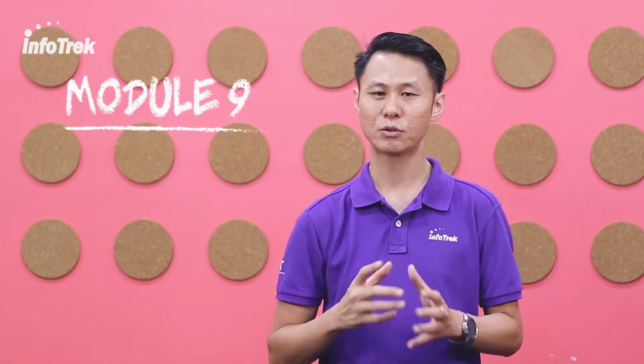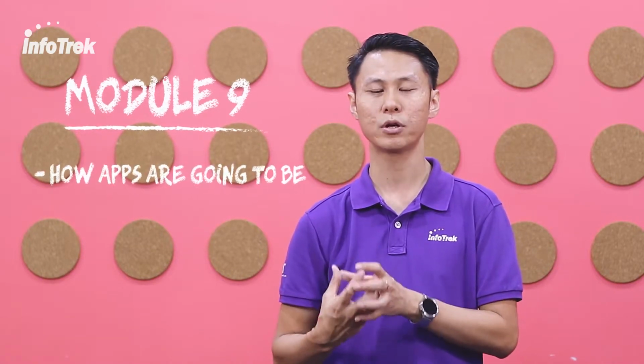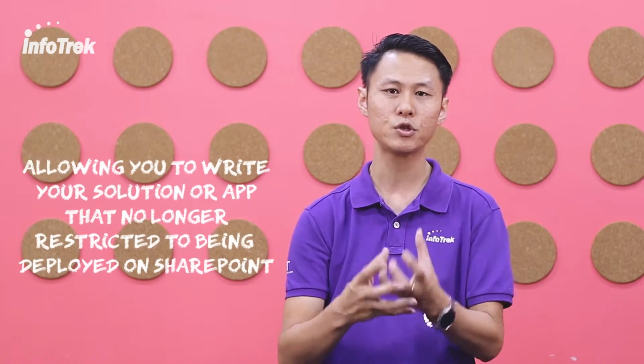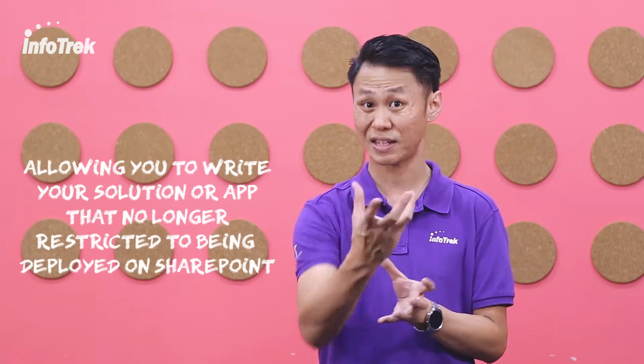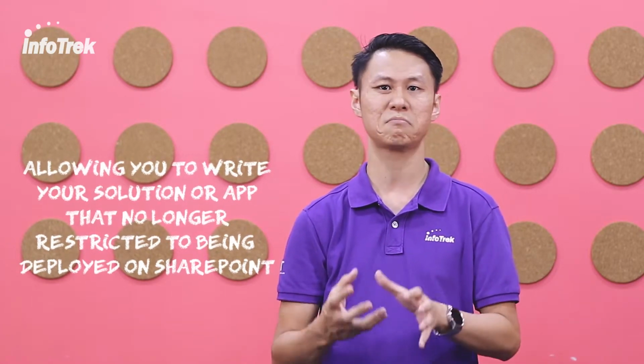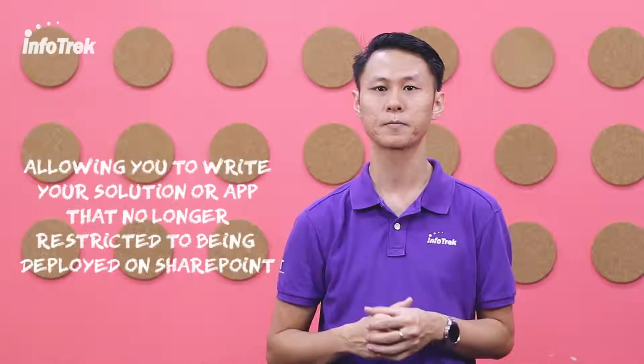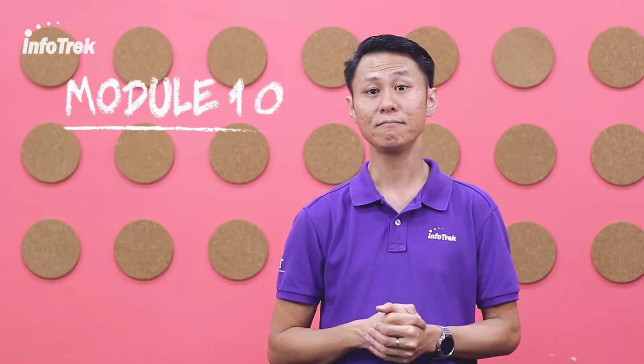In module 9, you need to understand how apps are going to be remotely hosted, because the app model was specifically developed by Microsoft, allowing you to write your solutions, or in this case an app, that you're no longer just restricted to deploying onto your SharePoint, but you can now deploy it remotely on a remote web server. And it may not just be IIS, it can also be an Apache Tomcat, or an app that is not primarily written in .NET, maybe in, let's say, Node.js, Ruby on Rails, etc.